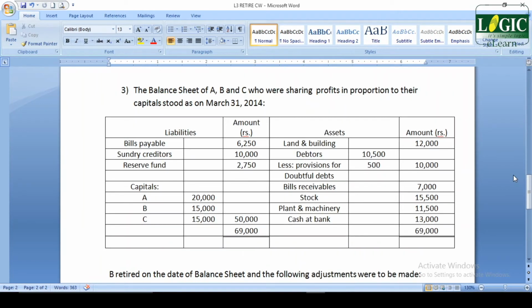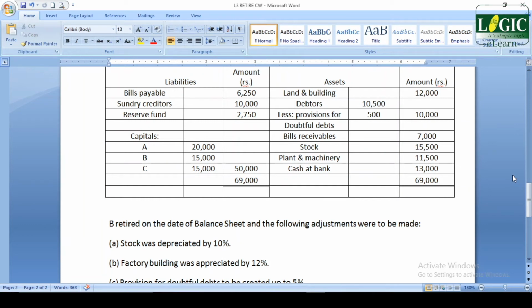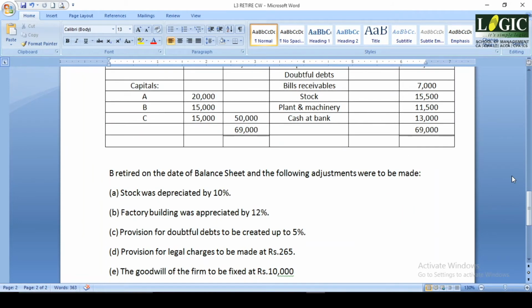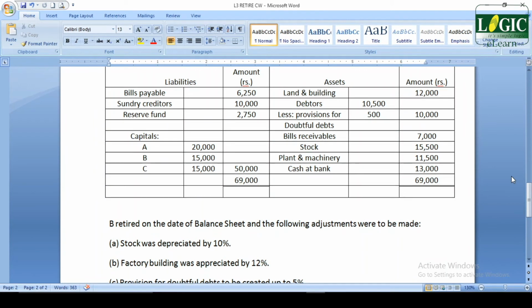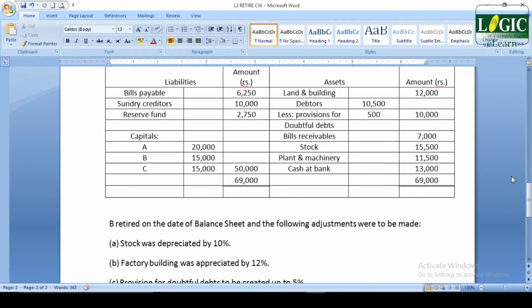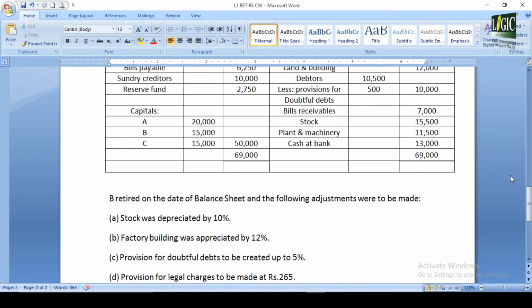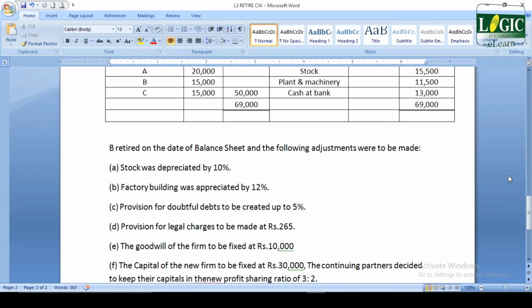A balance sheet is given to you, A, B and C. Balance sheet: bills payable, creditors, reserve fund, land, debtors, bills receivable, stock, etc. Outside the balance sheet it is stated stock is to be depreciated, so put a tick mark near stock. Factory building was appreciated, so put a tick mark near factory building. Bad debt is having an adjustment. Legal charges, a claim is there, and goodwill of the firm is given.